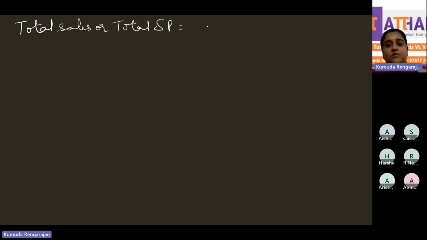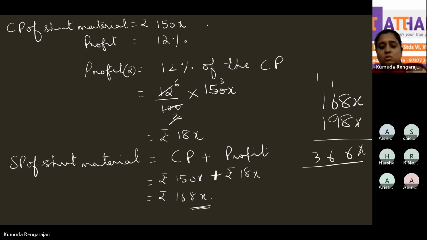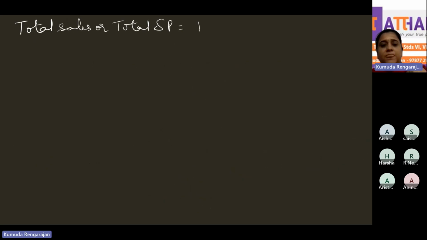Total sales or total CP. You can say total sales. Sorry. Total SP is equal to what? 168x plus 198x. This is the total money he's made. So that is equal to rupees 366x.